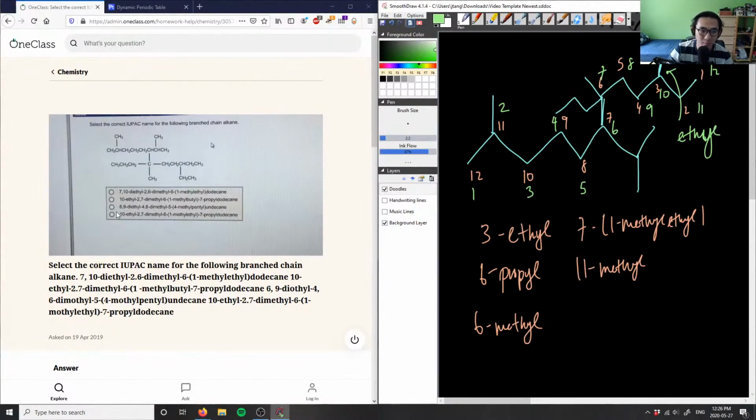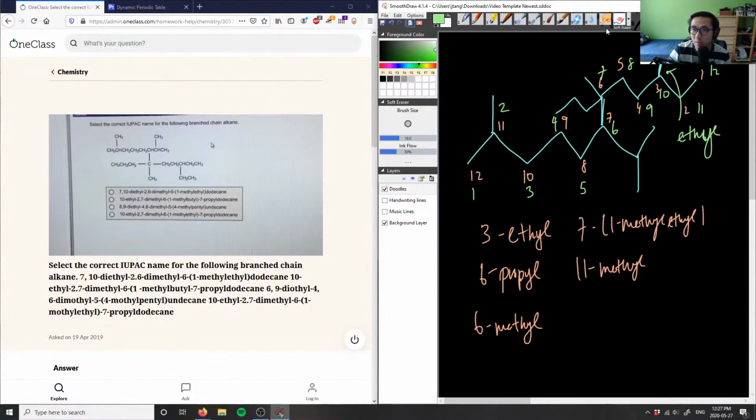And in this case, if I'm looking at the answers here, I have a 10-ethyl here, which is good. And I have a 2,7-dimethyl here, which is good as well. And this is 6-(1-methylethyl), which is this guy here, 7-propyl, which is this 7-propyl here, and this is dodecane. So in this case, I would actually say that in this answer here, I would go from left to right so that it fits this answer here.